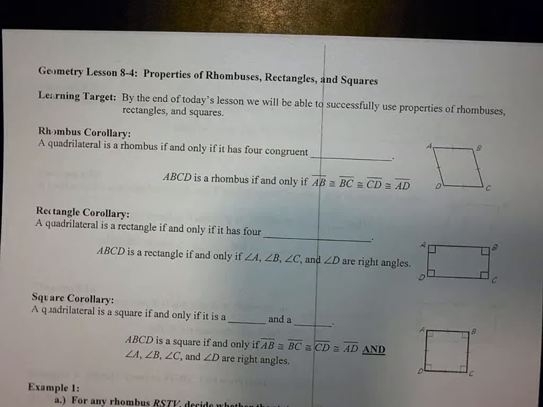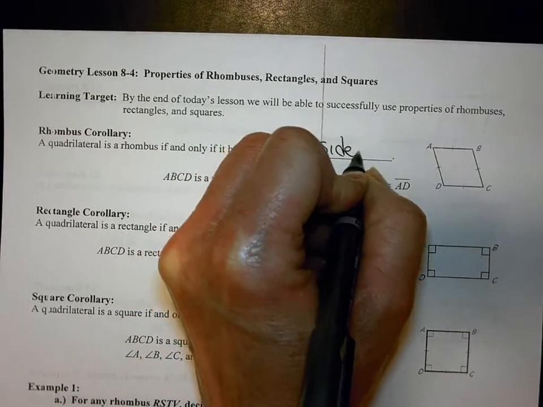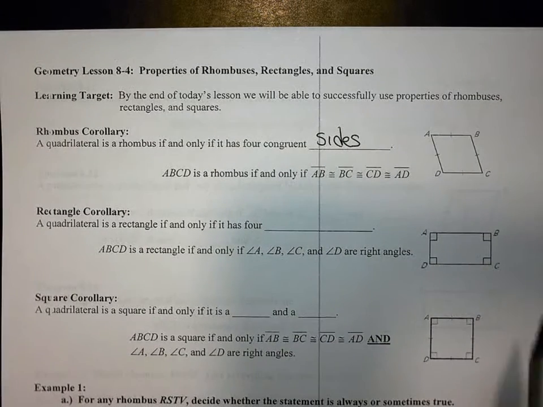Okay, a rhombus corollary. A quadrilateral is a rhombus if and only if it has 4 congruent sides. So ABCD here, our picture, is a rhombus only if the top is the same as the bottom and the left is the same as the right.